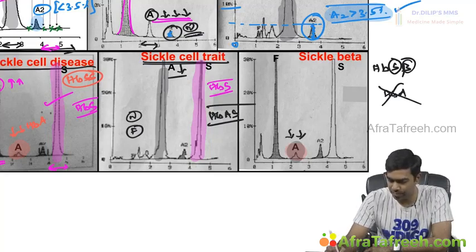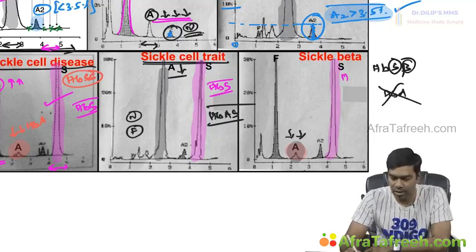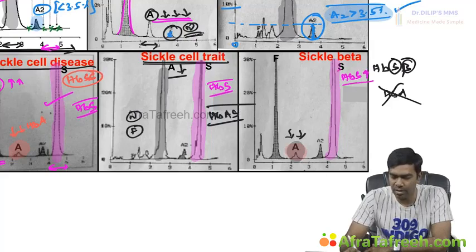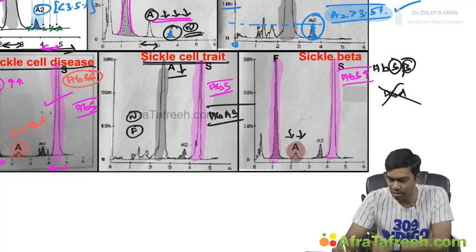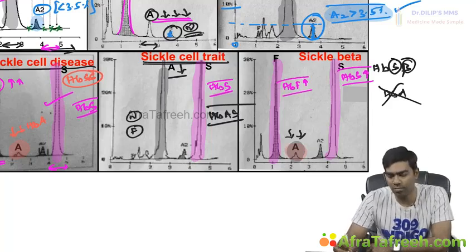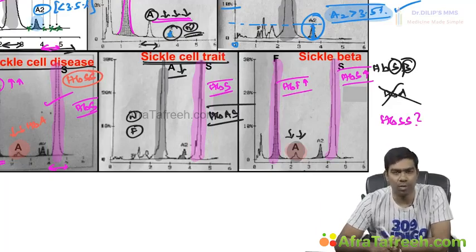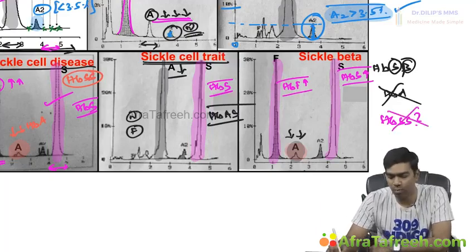HbS is increased, and you might argue, why can't it be sickle cell disease itself, homozygous? Let me come back to that. Second thing, you can see HbF is also increased. And again you might argue, why can't it be homozygous sickle cell disease? No, it's not. Why?